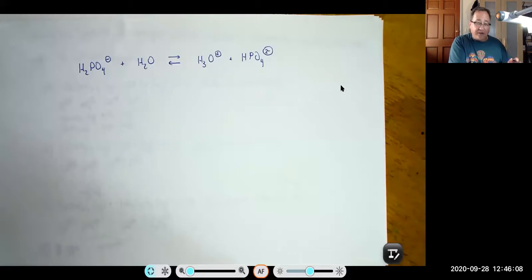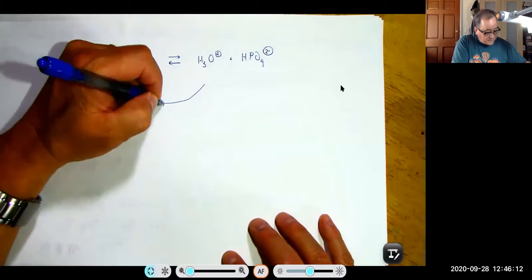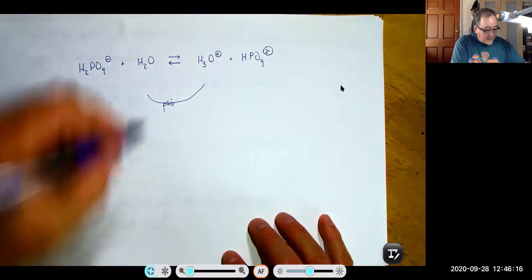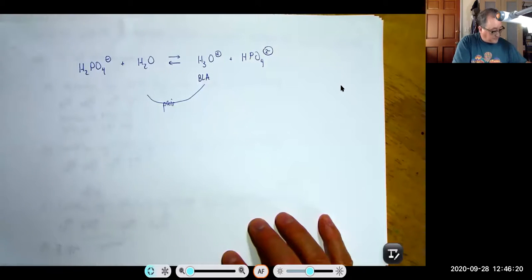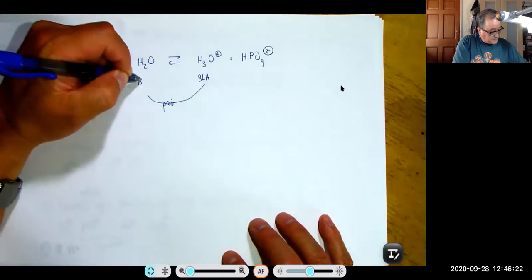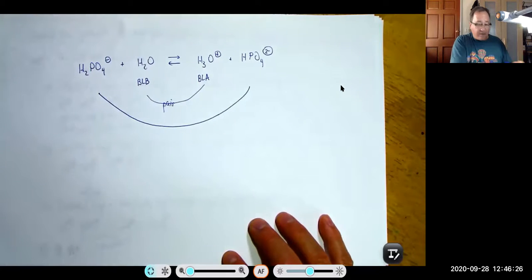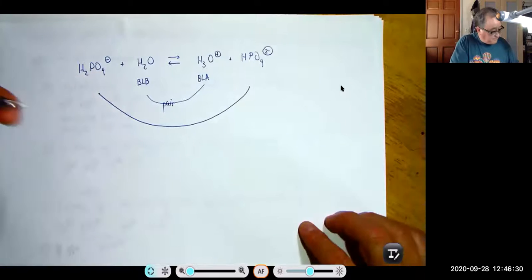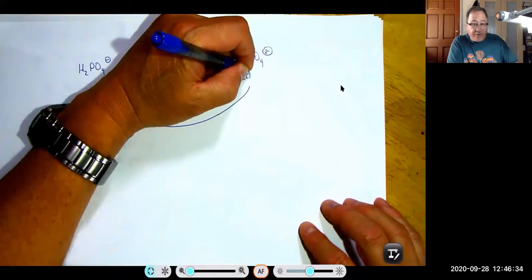Okay, so let's see how you did. This is a pair because they differ by one hydrogen. And this is the acid because it has more hydrogens. This is a pair because they differ by one hydrogen and a charge of one. This is the base because it has fewer hydrogens.